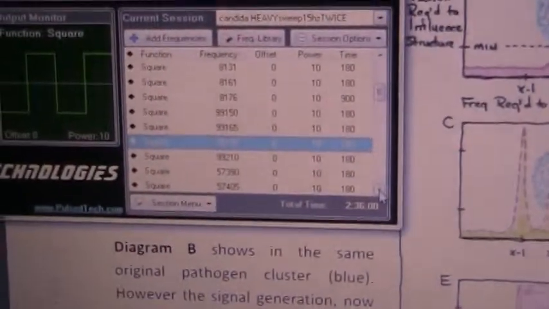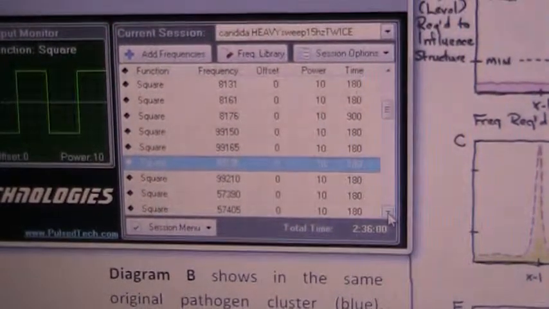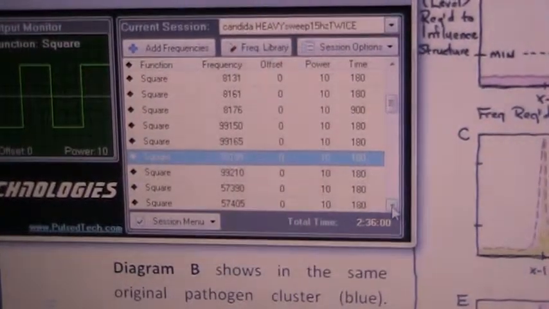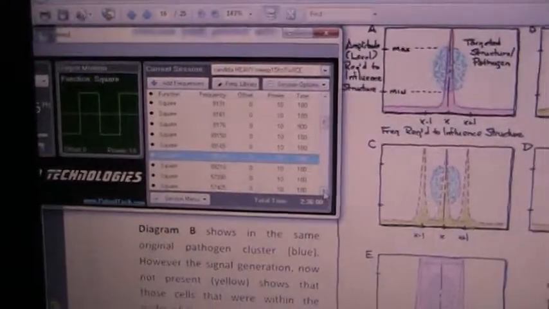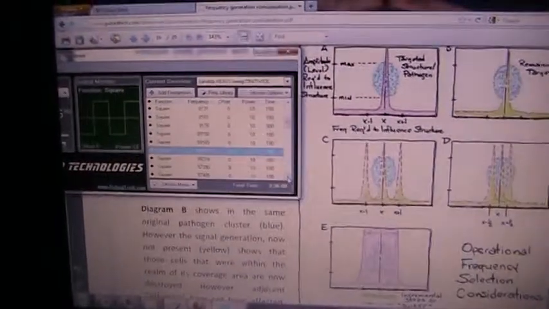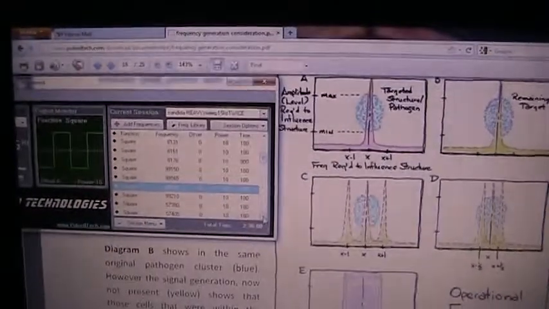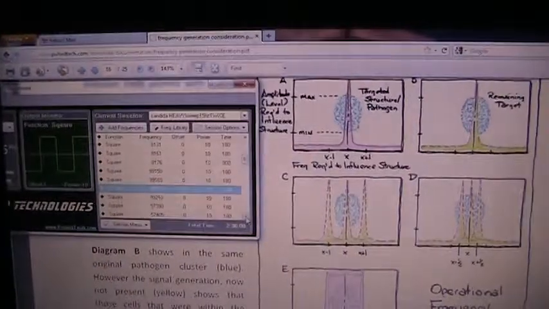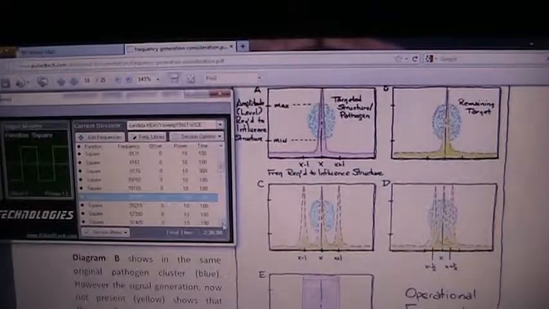And while I'm doing this, I see a bunch of 3 minutes, so there's 180 seconds or 3 minutes, and then there's one, that 8,176 is for 900 seconds, for 15 minutes. I did that because I felt more sensation. That's a type of biofeedback. My body's reacting to that frequency more. It's obviously interacting with something. Link to that is pulsetech.com, download / documentation / frequency generation consideration .pdf.